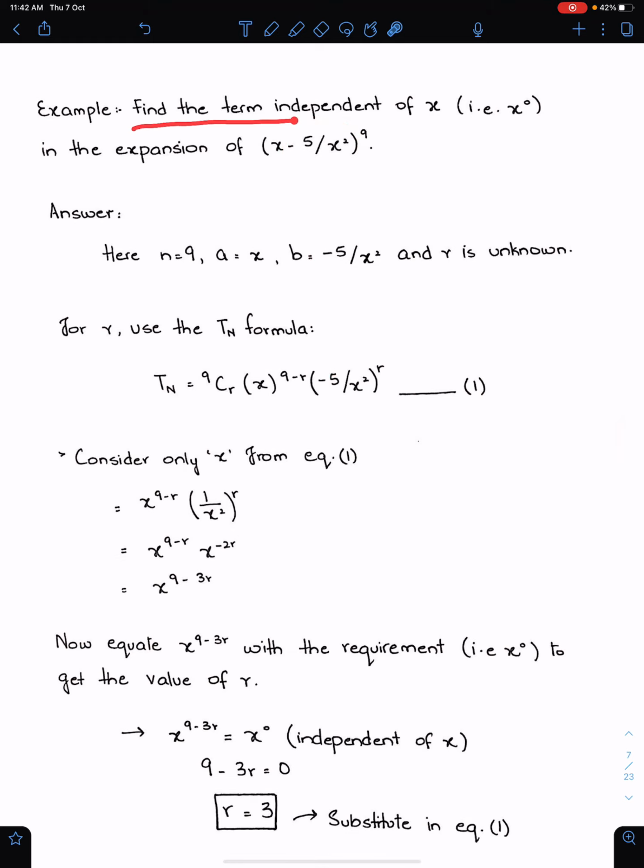Example: find the term independent of x. Independent of x means the constant term. Constant term means independent of x, and they both mean x power 0. So we will use the Tn formula to get this term from this expansion. So n is 9, a is x, b is negative 5 upon x square, and r is unknown. For r, use the Tn formula.